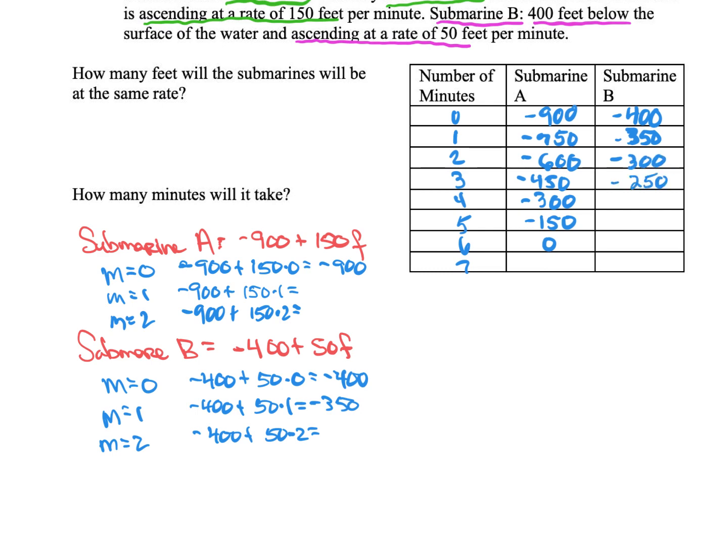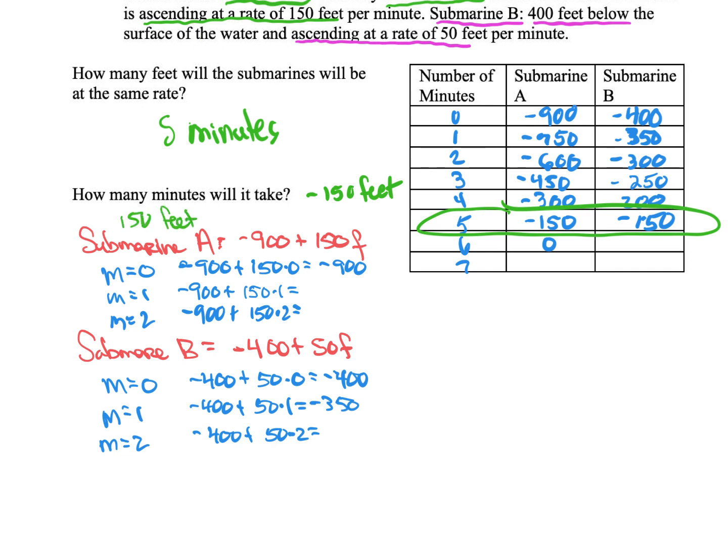So we have negative 250. Nope, not there yet. Okay, so minute 4, negative 200. Minute 5, oh, negative 150. Look, at minute 5. So we're going to say 5 minutes. And it will be at, well, we could do it as negative 150 feet, or we can say 150 feet below sea level.